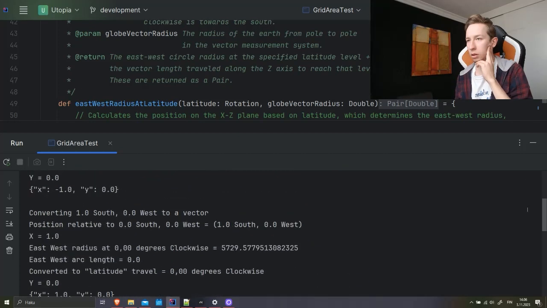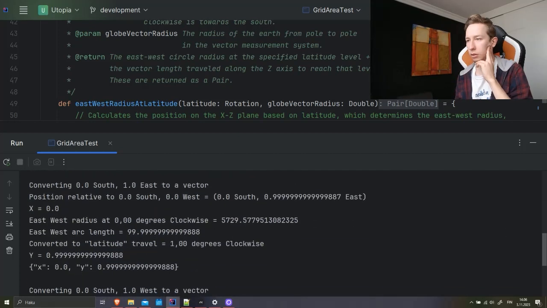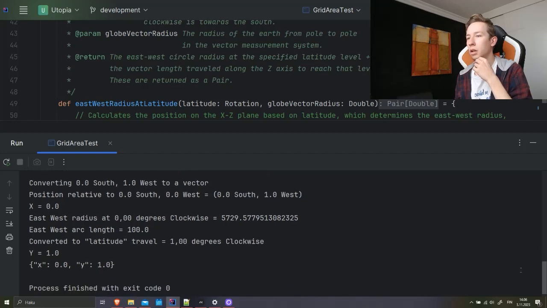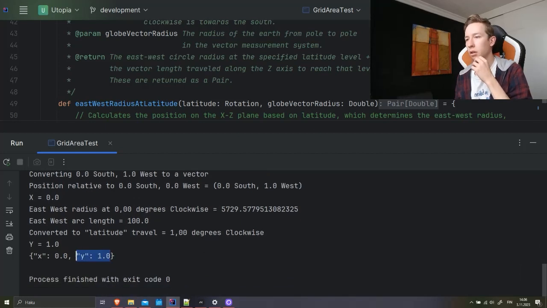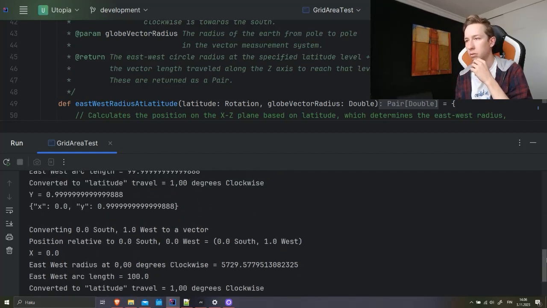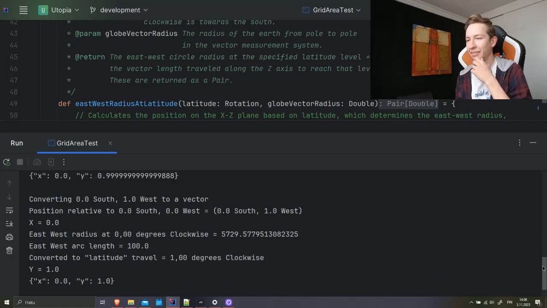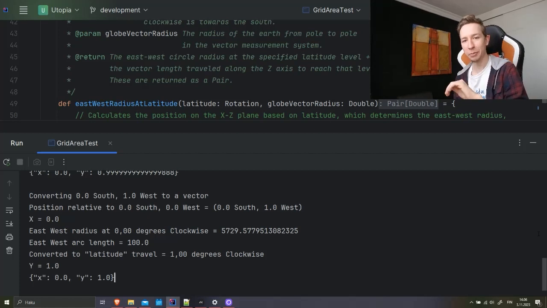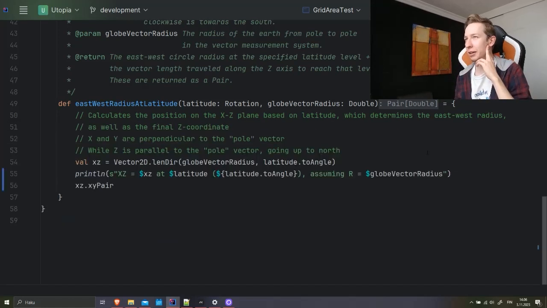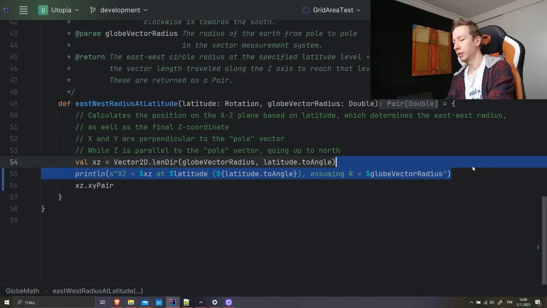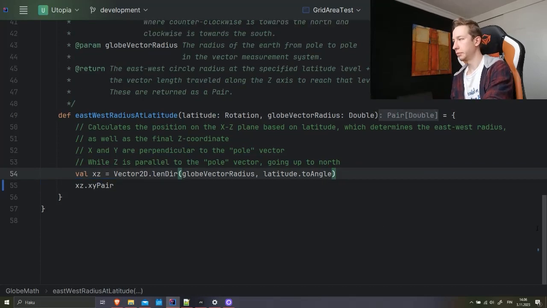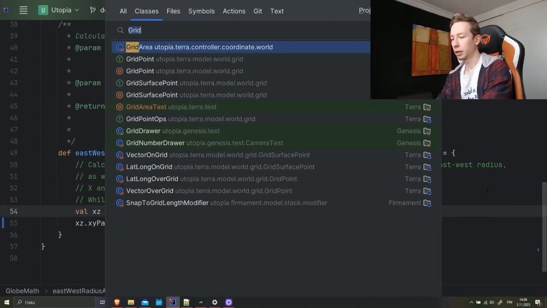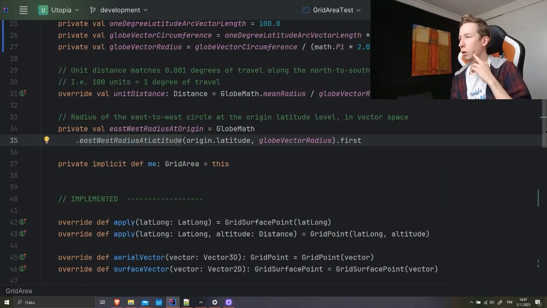So, next one, nice. Now we have east is positive, like almost 1, and west is also positive. So even more problems, but hey, we're soon running out of problems. This was good. Let's go back to grid area. Y is west.